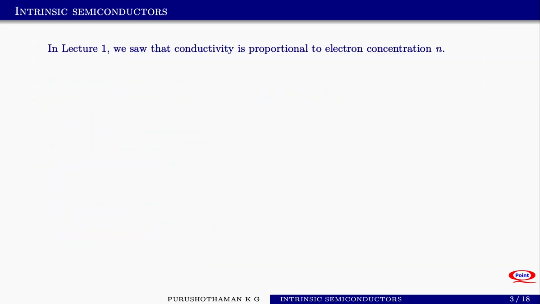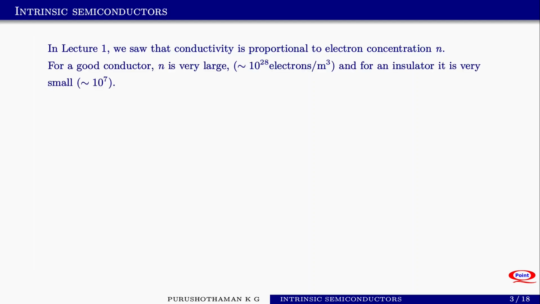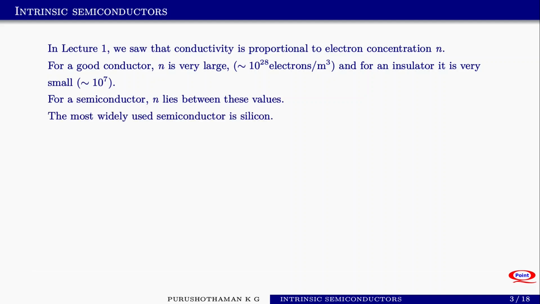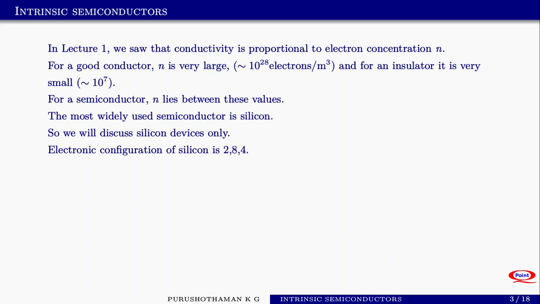In lecture 1, we saw that the conductivity is proportional to electron concentration. For a good conductor, the electron concentration N is very large, of the order of 10^28 electrons per cubic meter. And for an insulator, it's very small, of the order of 10^7 electrons per cubic meter. For a semiconductor, N lies between these values. The most widely used semiconductor is silicon, and so we will discuss silicon devices only.